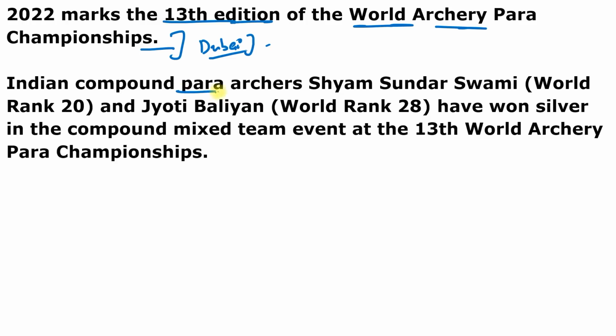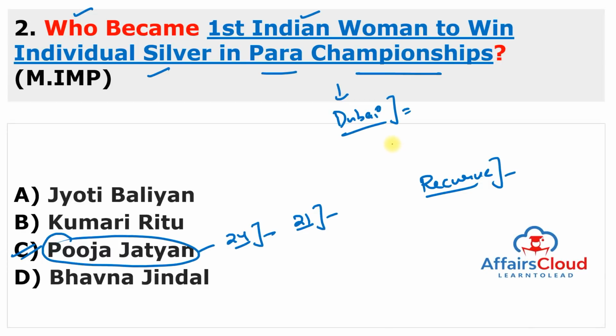And Indian compound para archers, Shyam Sundar Swami, world ranking 20, and Jyoti Balyan, world ranking 28, have won the silver in the compound mixed team event at the 13th World Archery Para Championship, which was held in Dubai. So you can also remember Shyam Sundar Swami and Jyoti Balyan also won the silver medal, but in the mixed team event, not in the individual category. So in the individual category, the only woman who won this medal is Pooja Jatian. Just remember the question as same as in slide.